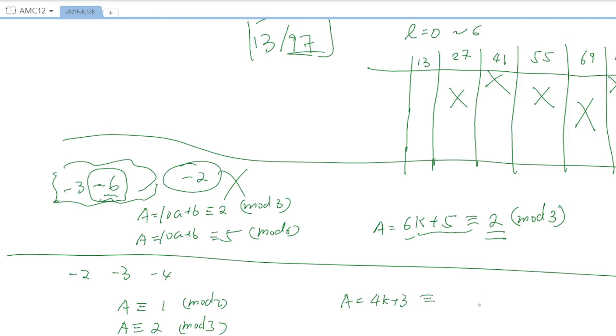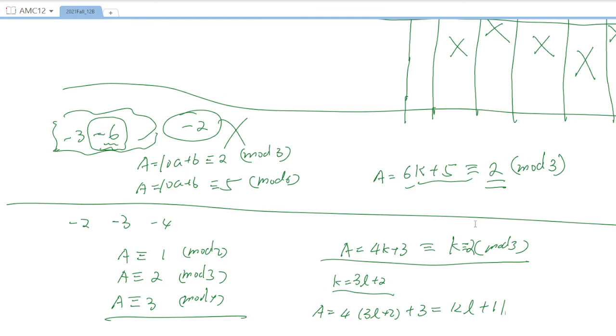Now let's choose the mod 3, right? When k is mod 3, k mod 3 needs to be 2, right? That means k is supposed to be 3l plus 2, right? So now A equals 4 times 3l plus 2, plus 3, is 12l plus 8 plus 3, which is 12l plus 11.